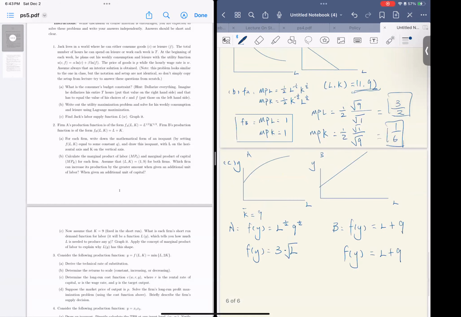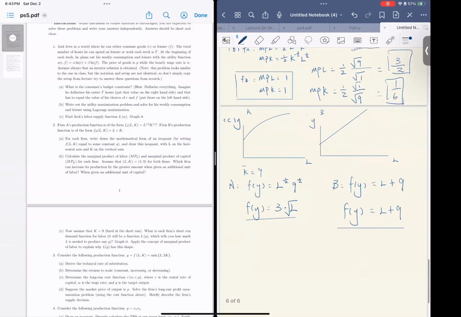Okay, so this will be how you graph them. You just plug in the fixed capital of 9, and then you can find the labor function, the labor production function.